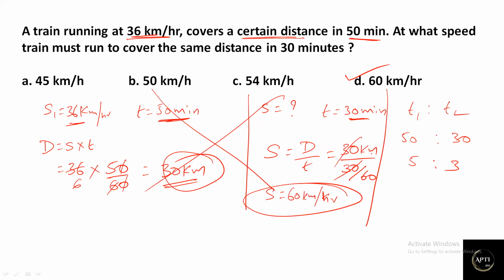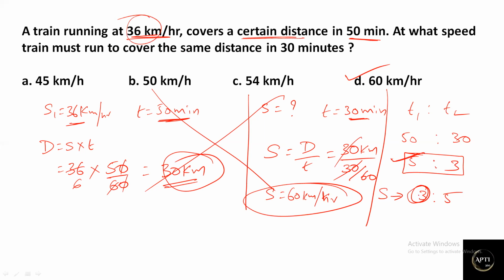What is the relation between speed and time? Speed and time are inversely proportional, right? If times are in the ratio 5 is to 3, what will be the speed ratio? Is it 3 is to 5? Yes or no? Here I'm observing only two values, the timings, 50 minutes and 30 minutes, and I have taken them as the ratio 5 is to 3. If you know that time and speed are inversely proportional, if the time ratio is 5 is to 3, the speed ratio will become 3 is to 5. So here, the first speed is given as 36 kilometers per hour, right?